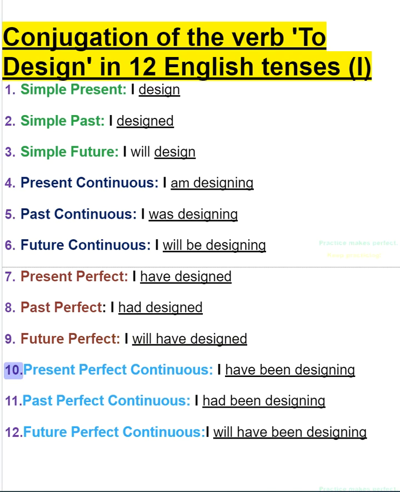10. Present perfect continuous, I have been designing. 11. Past perfect continuous, I had been designing. 12. Future perfect continuous, I will have been designing.